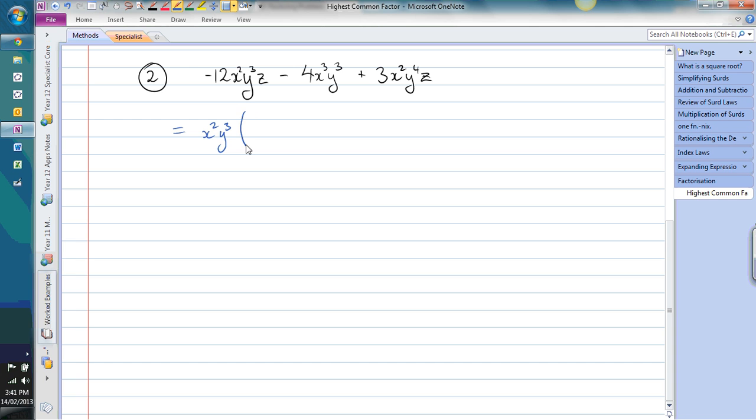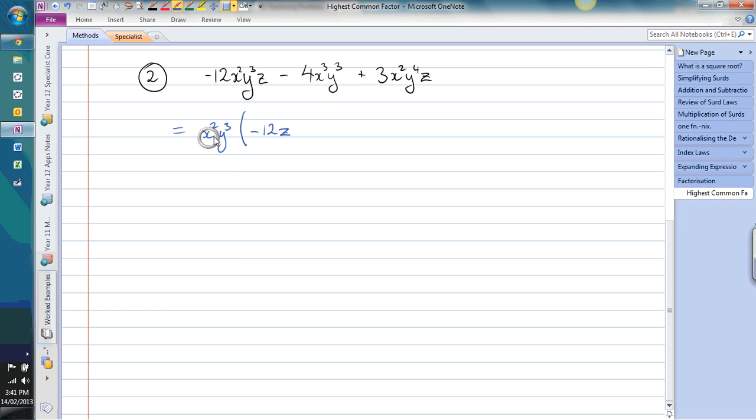I'm going to put my brackets in now. I'm going to put what's left over. So this first term, I've factorized out the x squared. I've factorized out the y cubed. I haven't factorized out the negative 12 or the z. So that's what's going to be left over. Negative 12z. Again, you can check that this is right by expanding x squared y cubed through.